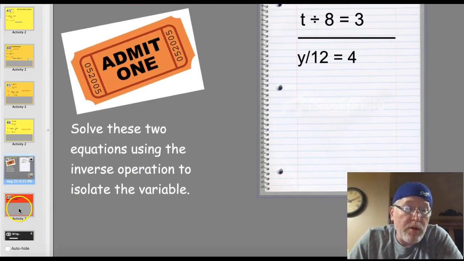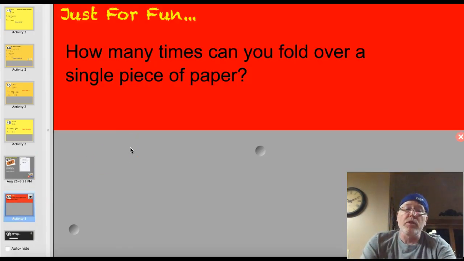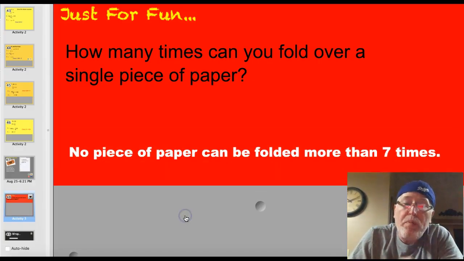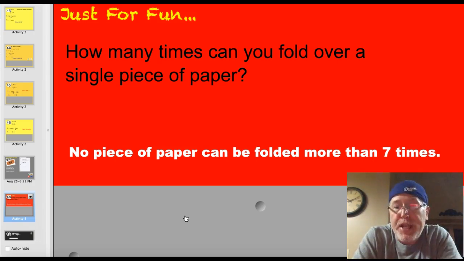Okay, trivia question. How many times can you fold over a single piece of paper? Well, if you take a standard piece of paper or even a large piece of construction paper, no piece of paper can be folded more than 7 times, a normal size piece of paper. Now, I know Mythbusters did this, and they got a steamroller out and a piece of paper the size of a parachute or something like that.